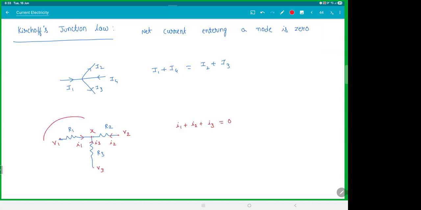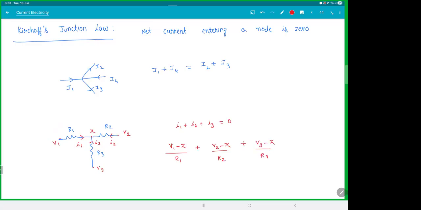So you're taking I1 from V1 to X. That means you're assuming V1 is greater than X. So V1 minus X by resistance R1. I2 is going from V2 to X, so V2 minus X by R2. V3 minus X by R3.